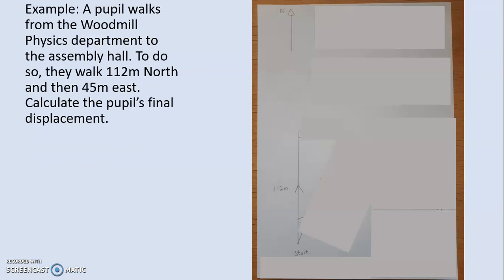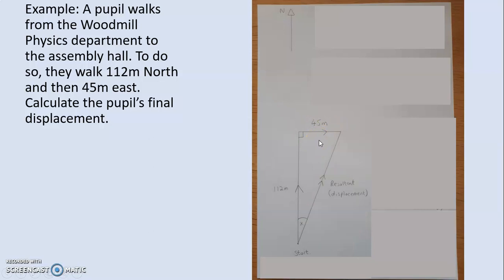So I've just written the question again on the left-hand side here, and this is my written solution. So the first thing I've done is I've marked on a start point, and I've also put the direction. So north is towards the top of the page. So the first part of the journey was 112 metres north. So I've drawn that on and just marked an arrow to show the direction. They've then turned and they've walked 45 metres to the east. So again, from the end of that first vector, I've drawn the next vector 45 metres east, and I've just shown an arrow to show the direction.